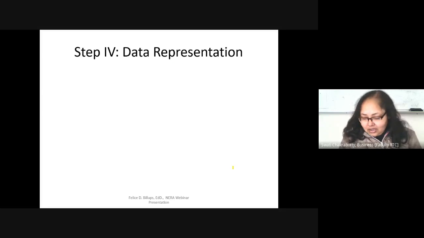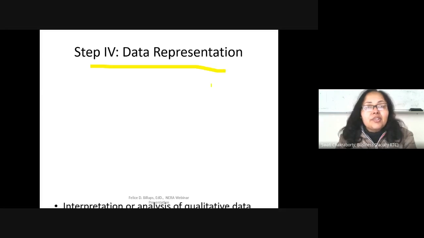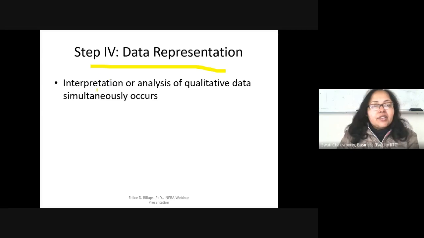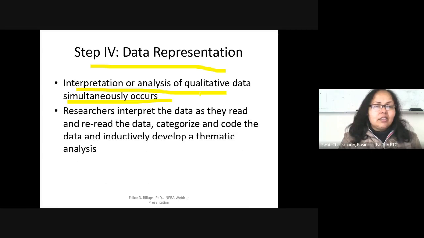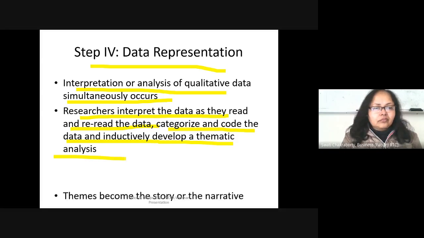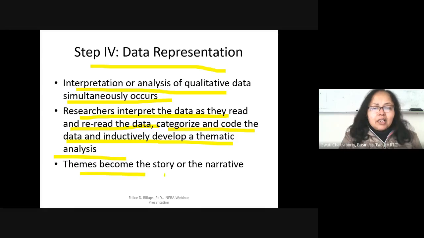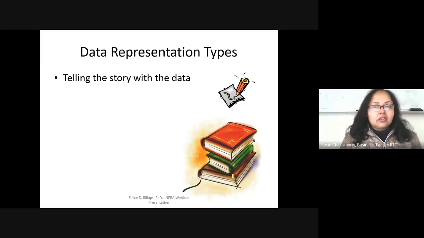The fourth step is data representation, which is actually talking of interpretation or analysis of qualitative data simultaneously. Interpretation and analysis occur simultaneously, where the researchers interpret the data as they read and reread the data, categorize and code the data, and inductively develop a thematic analysis. And the themes then become the story or the narrative, right?